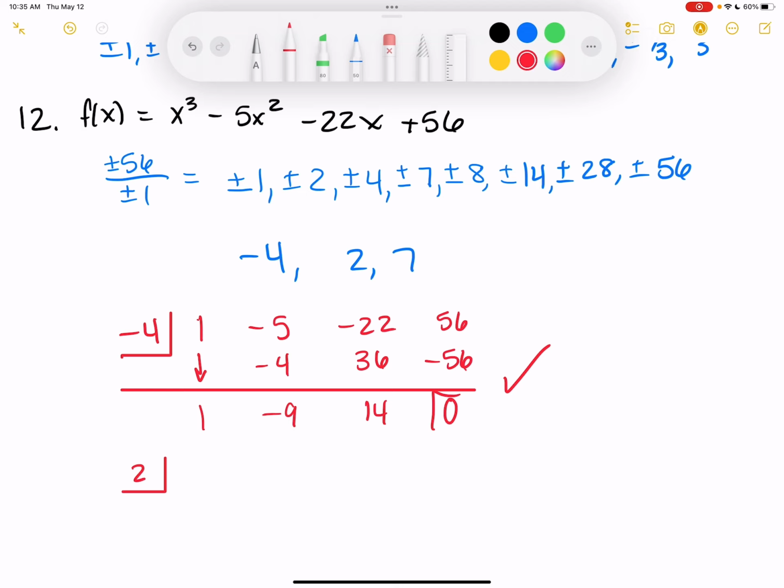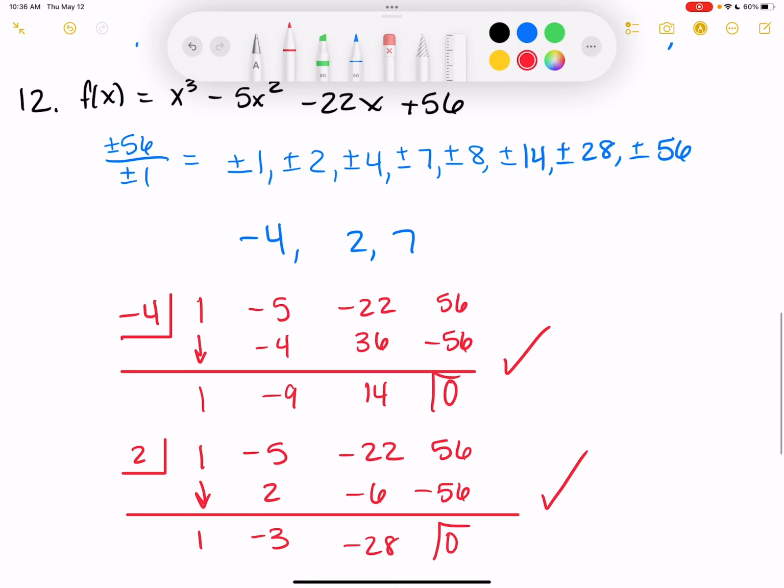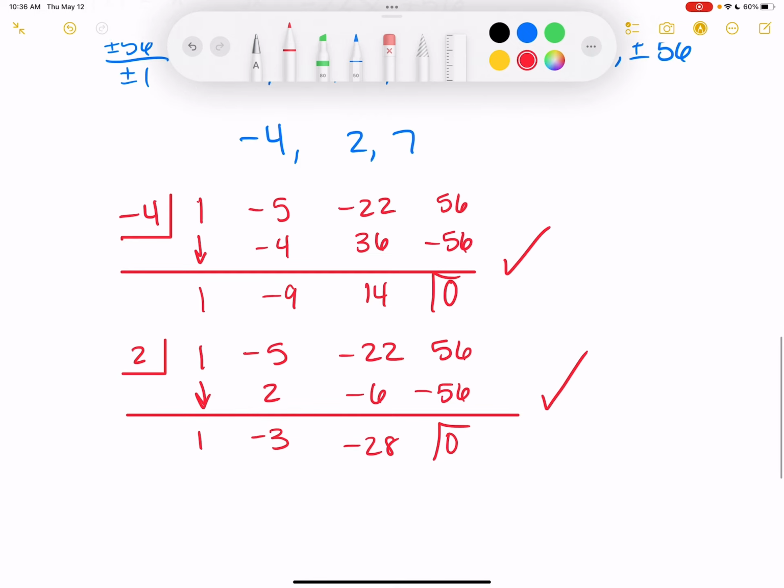Oh, it's a 0. It is indeed. So that one works too. Then you gotta try 7.